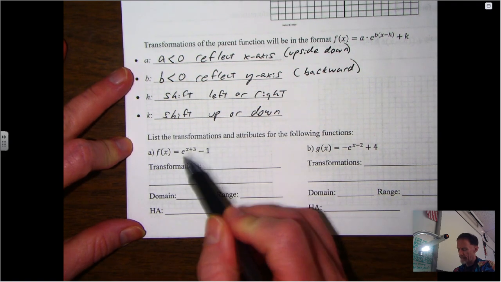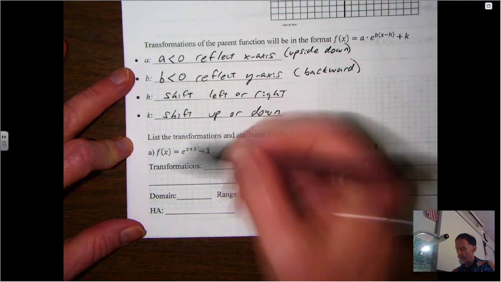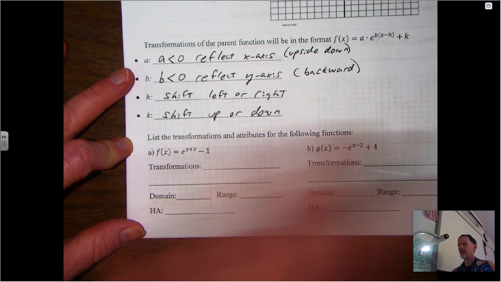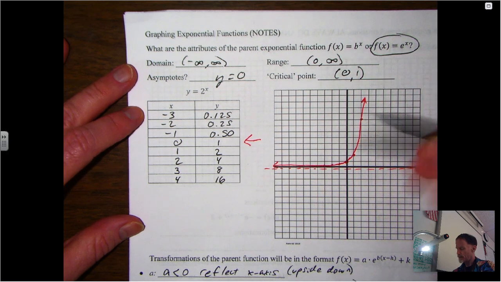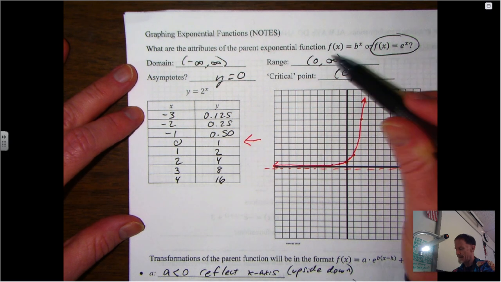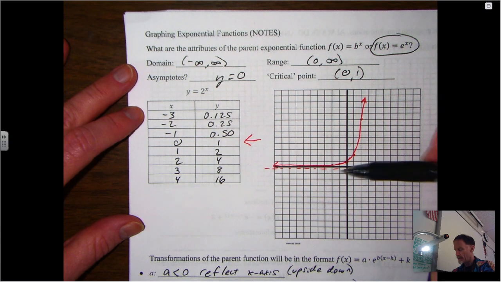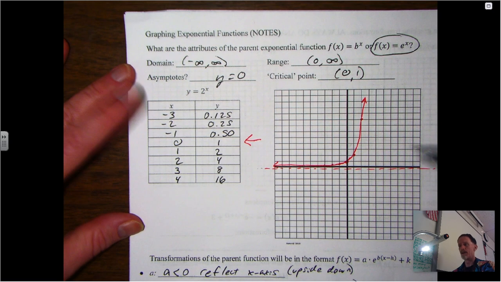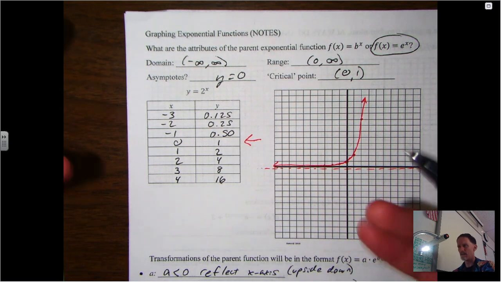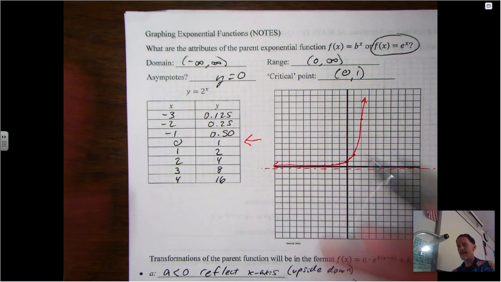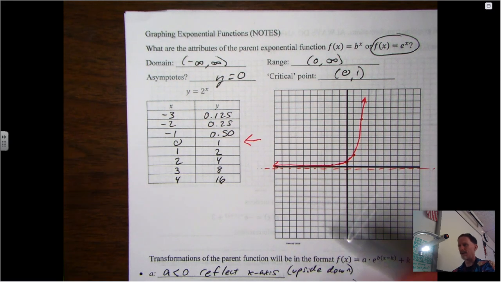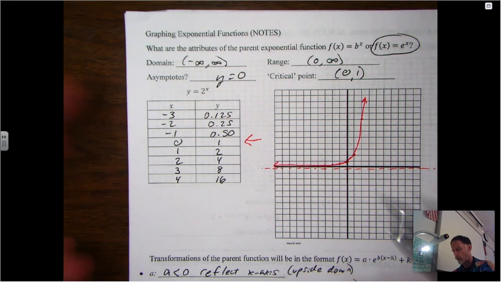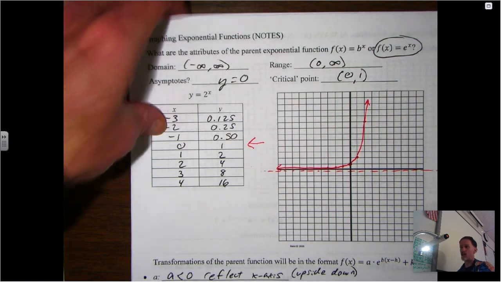I've got e to the x plus 3 minus 1. And again, I'm going to use e on all of these because it doesn't matter what the base is here. The y-intercept is always going to be 0, 1, and the asymptote is always going to start at y equals 0. So as far as the transformations go, it doesn't matter what the base is. It'll change the graph slightly, but the critical points of graphing these things aren't going to change. Okay.